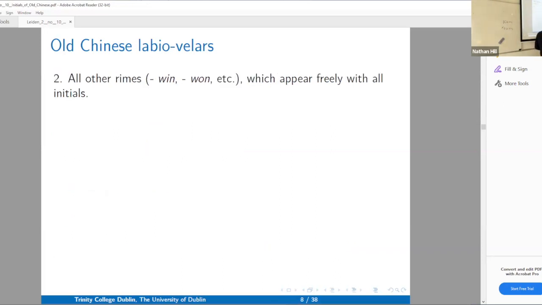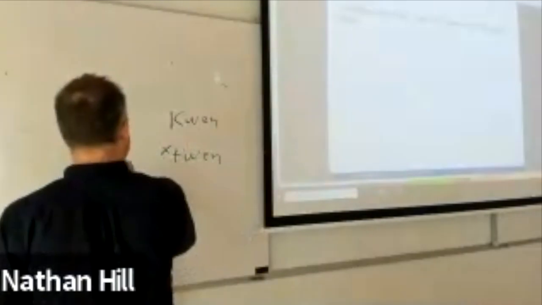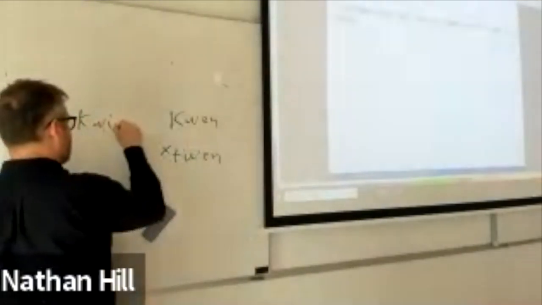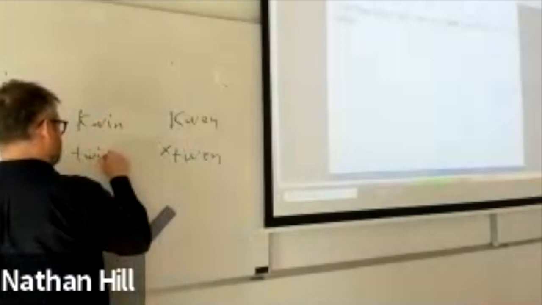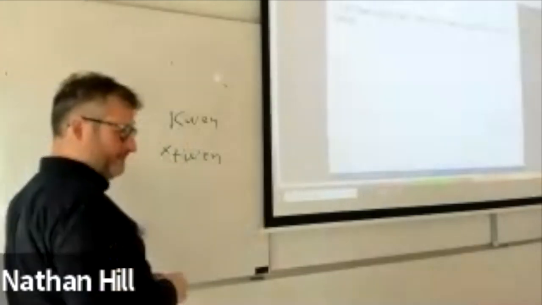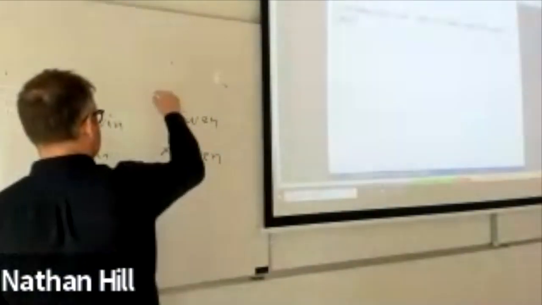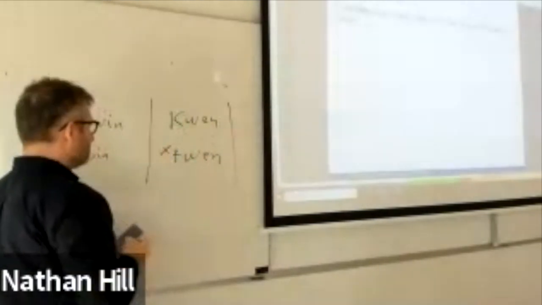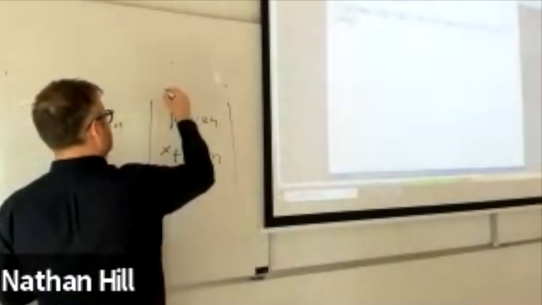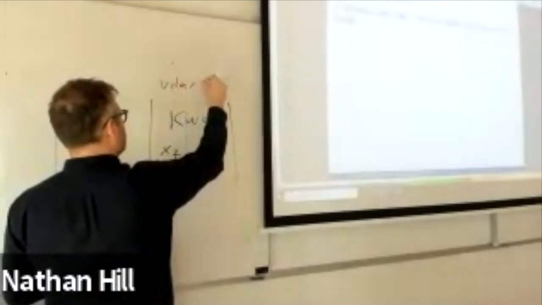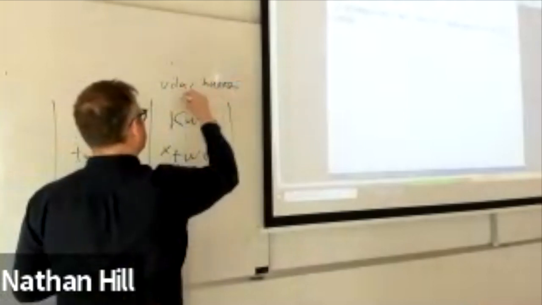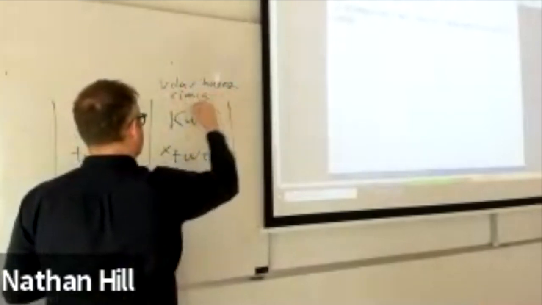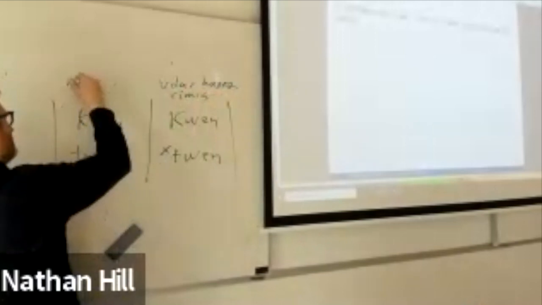And then other rhymes, like wen, won, that go with any initial. So we have kwen, and we also have twen. So let's just say there are two kinds of rhymes, is the way to think about it, right? We have, let's call it, the velar happy rhymes. And don't care about it.